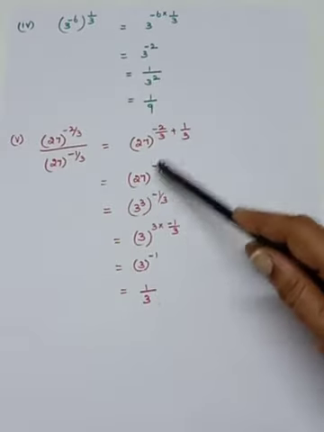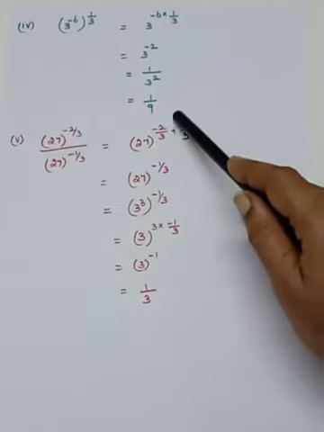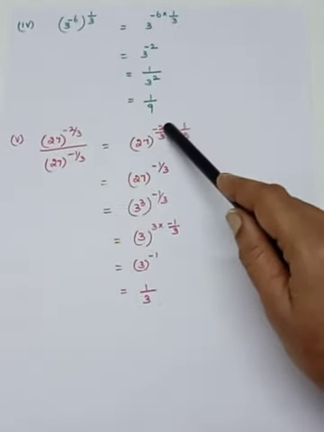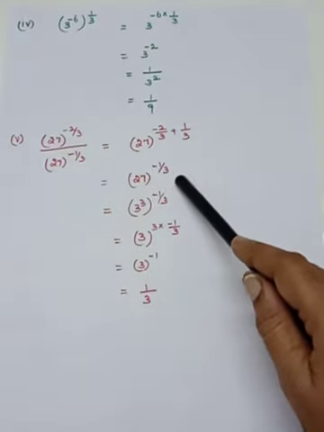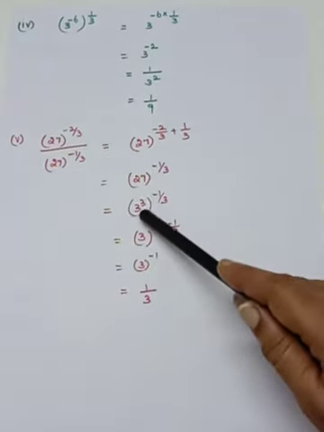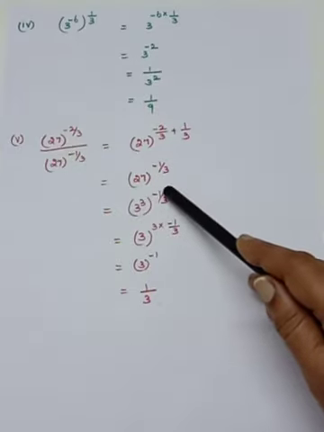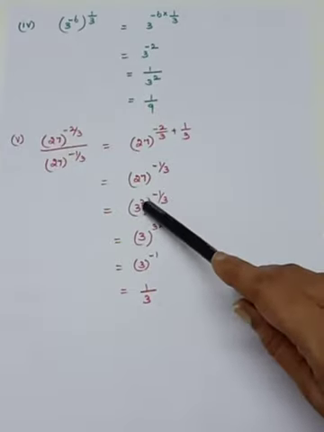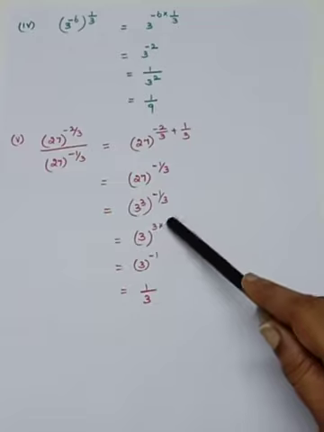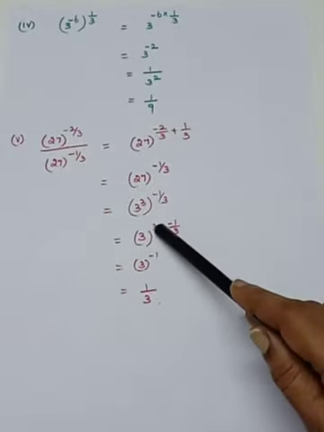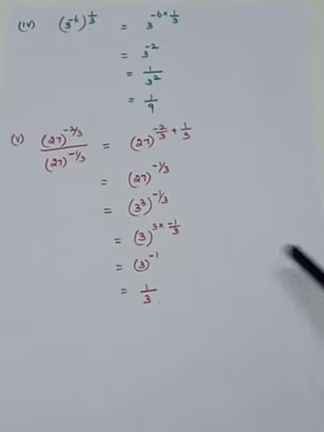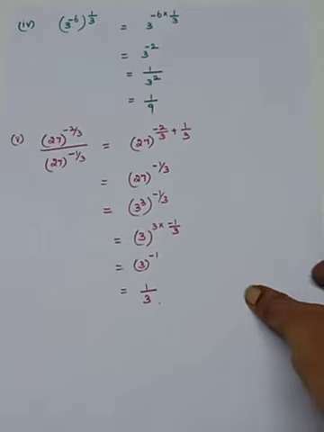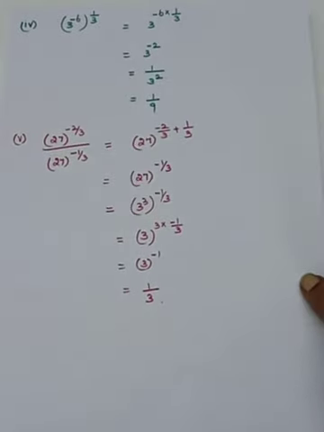So when you calculate this, LCM is 3. So the power is minus 2 plus 1, that is minus 1 by 3. 27 can be written as 3 cube, the whole to the power minus 1 by 3. So we can multiply the power 3 into minus 1 by 3. 3 gets cancelled, 3 power minus 1. The power is negative, so we can write this as 1 by 3 power 1, that is 1 by 3.